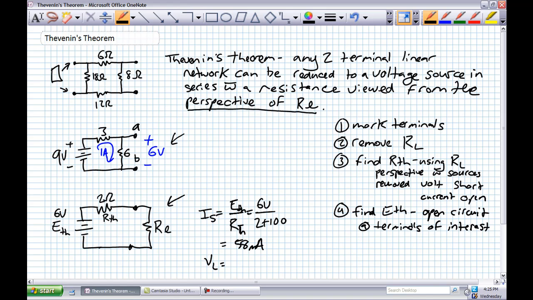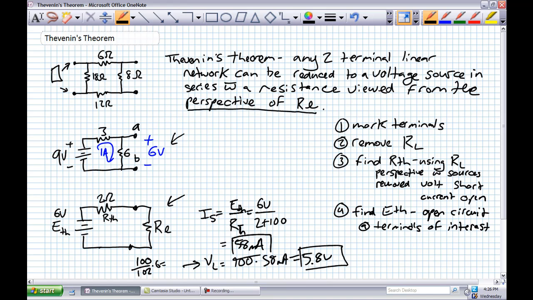What's my voltage across my load resistor? Well, it's 100 ohms times 58 milliamps, 5.8 volts. Okay, so check it out. I'm finished. I've already figured out the voltage across my load resistor and the current through it, because it's a simple series network. I could have just as easily solved using the voltage divider rule of 100 divided by 102 times 6. You'd still get the same result of 5.8 volts.